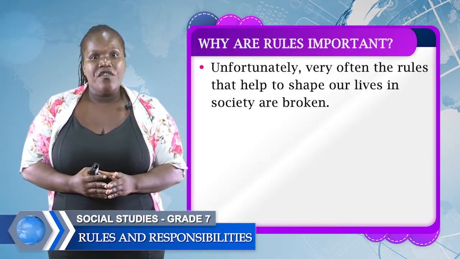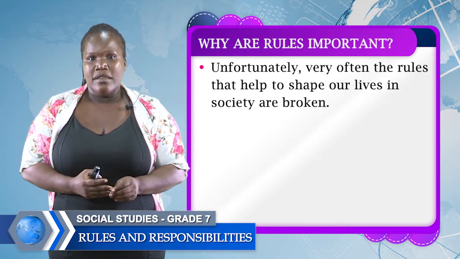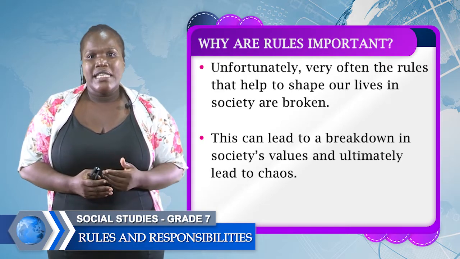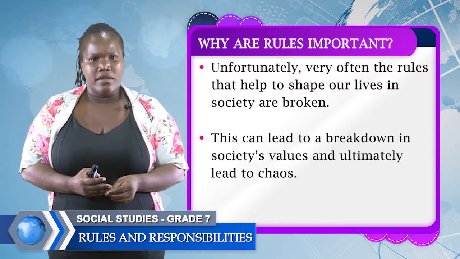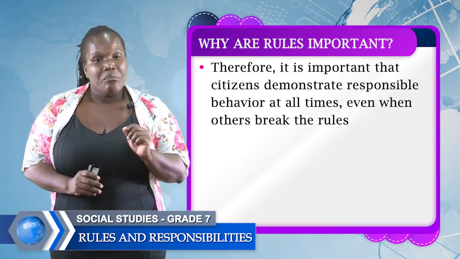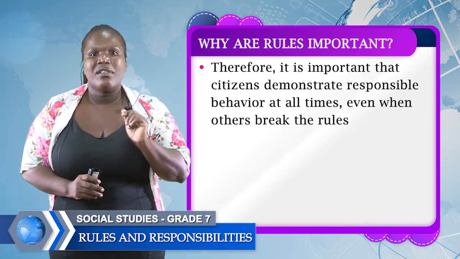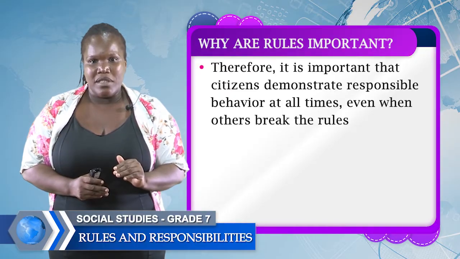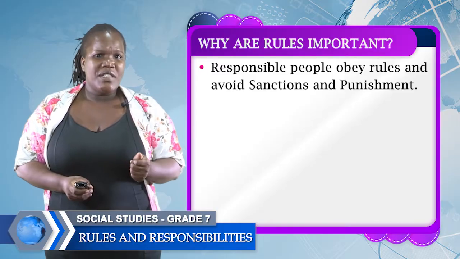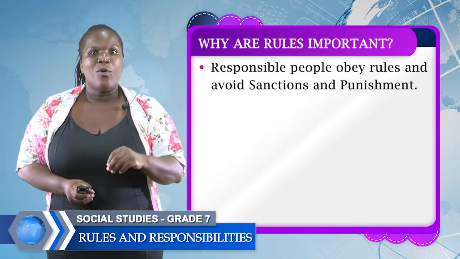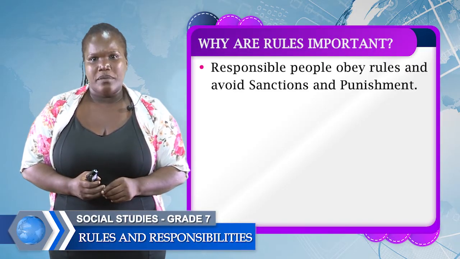Unfortunately, very often the rules that help to shape our lives in society are broken. This can lead to a breakdown in society's values and ultimately lead to chaos. Therefore, it is important that citizens demonstrate what is called responsible behaviors at all times, even when others are breaking the rules. So it's safe to say responsible people obey rules and avoid sanctions and punishment.